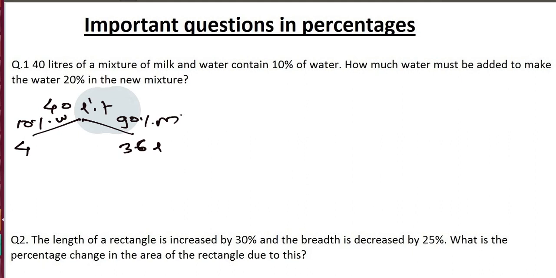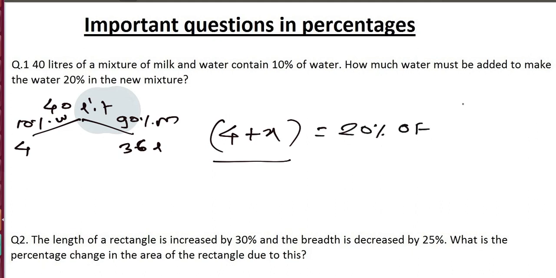Now we are asked how much quantity of water should be added so that the water becomes 20% of the total mixture. Let's say x liters of water should be added. So the new quantity of water is 4 plus x, and this is 20% of the whole quantity of the mixture. Originally we had 40 liters, and x liters is being added, so the new mixture is 40 plus x liters, and 4 plus x is the new quantity of water in it.